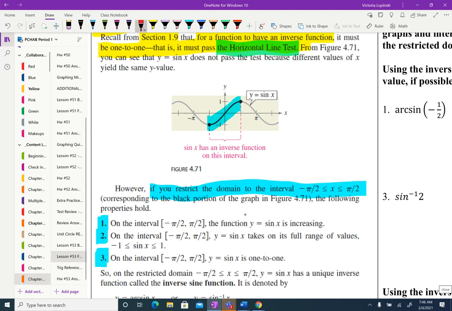Something else to point out over here, these are going to be your negative y values, and these are going to be your positive y values. And again, that's just something to keep in mind in terms of whether your answers are going to be positive or negative. So we're always going to choose this interval, negative pi over 2 to pi over 2. And again, these are the 3 reasons why.